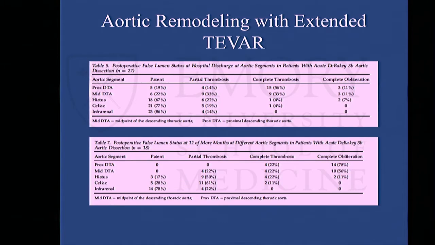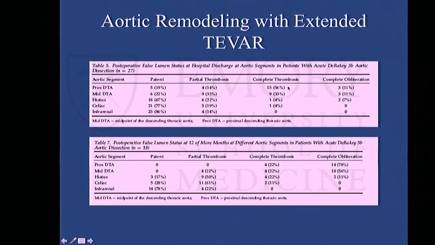So we looked at how you remodel them: the true lumen expands, the false lumen shrinks, and thrombosis by segment. After they get stented, before they leave, you can see that the proximal and mid DTA, the descending, is stented. That's the stented segment, and some of them go down to the hiatus. Because the latter half of our series is when we started getting aggressive and stenting more and longer to the celiac, a lot of them still have patent false lumens, and in the abdomen, the false lumen remains patent.